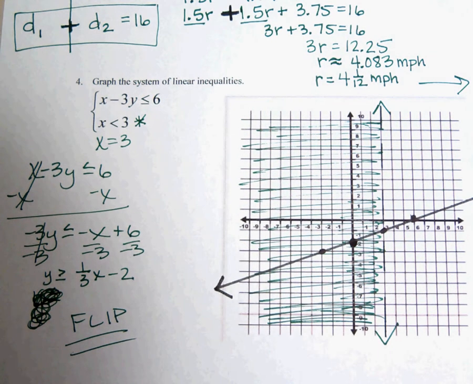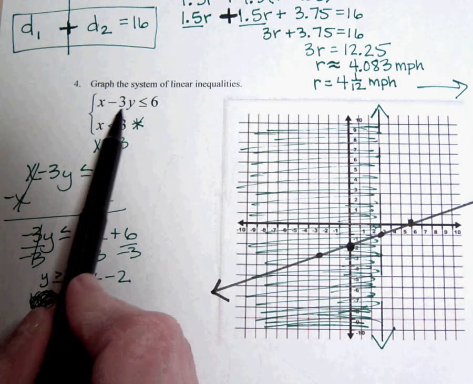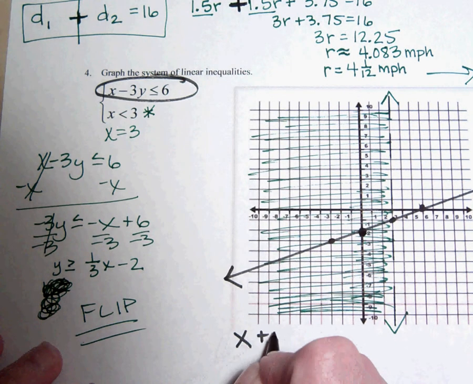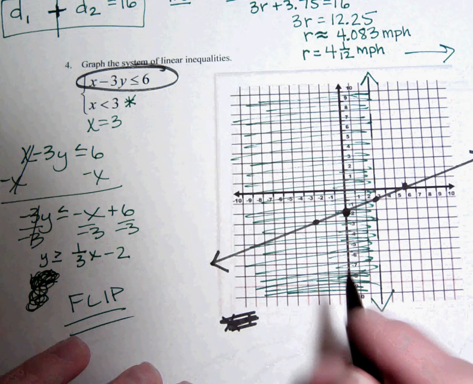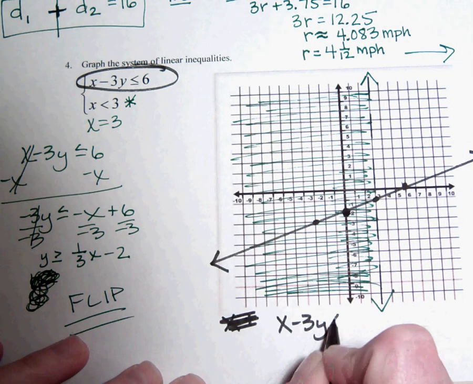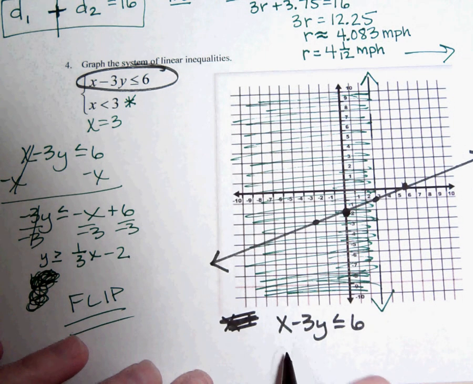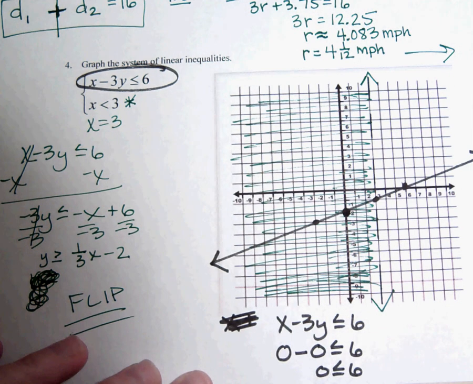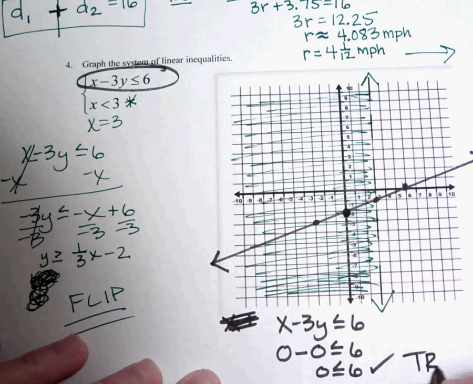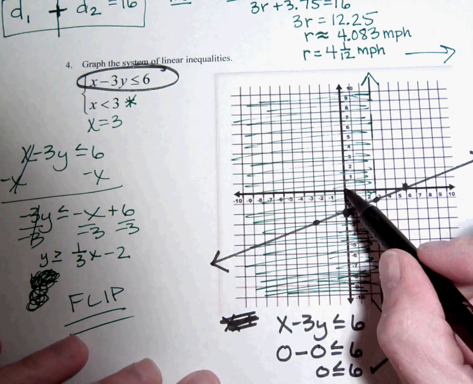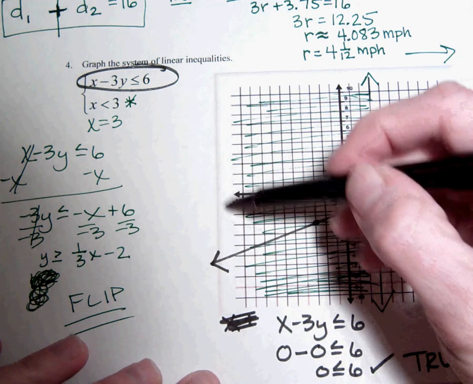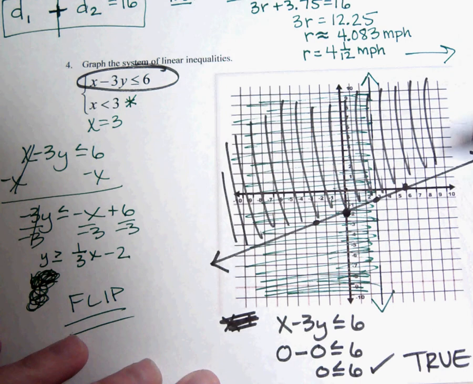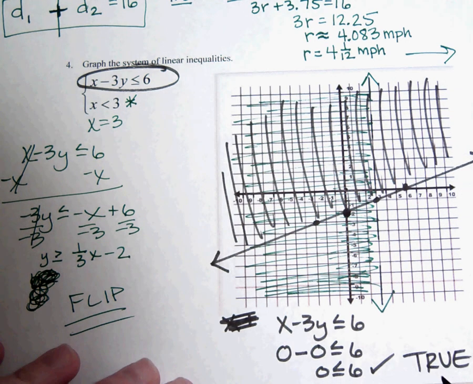Okay. And I can do a test point. So let's test 0, 0. So x minus 3y less than or equal to 6. Well, if I plug 0 in for x and 0 in for y, I'm just getting 0 is less than or equal to 6. Yes, that's true. So that means 0, 0 is a solution. So I shade towards 0, 0, which means I shade the half plane that contains the point 0, 0.